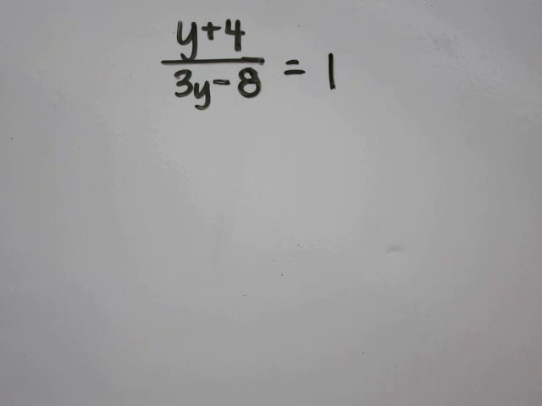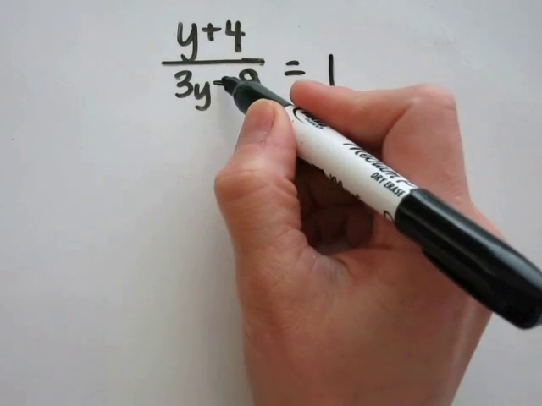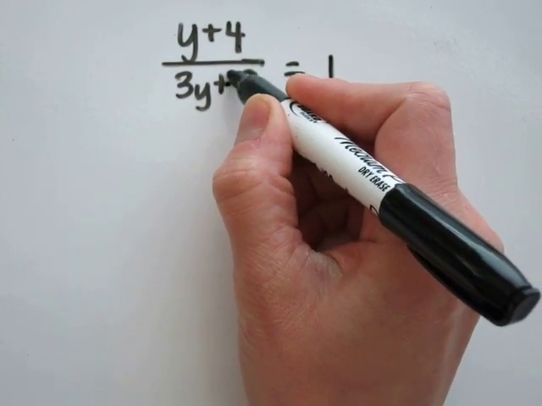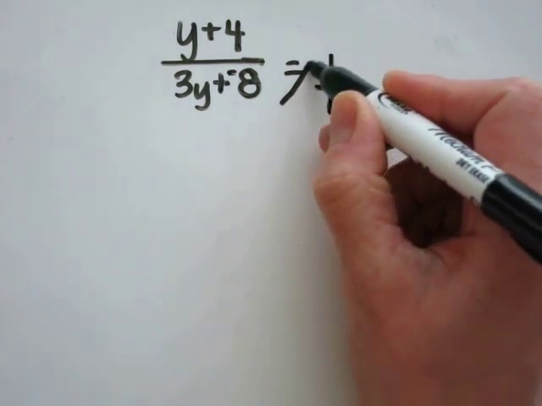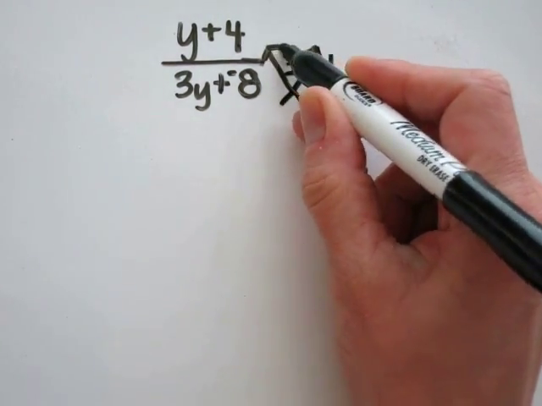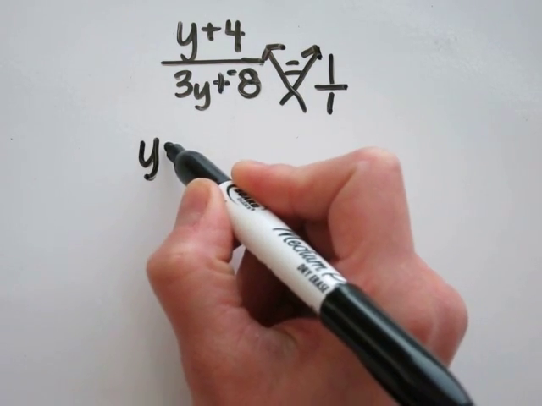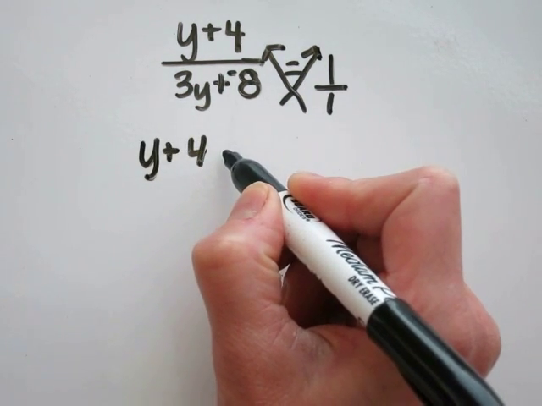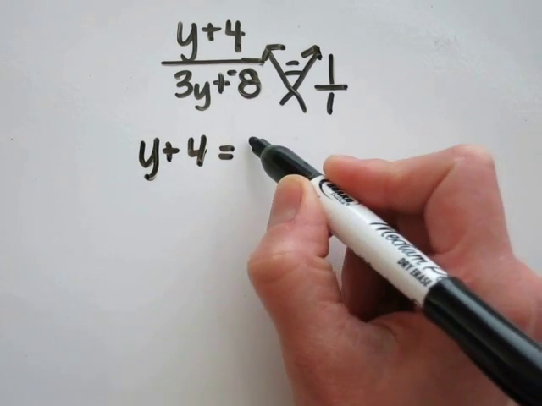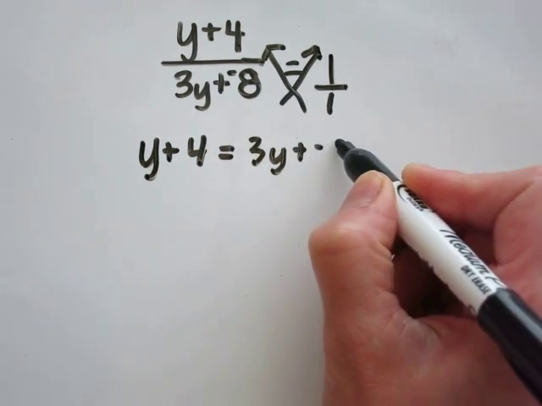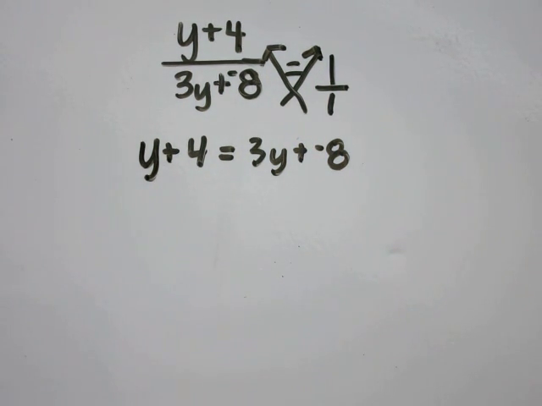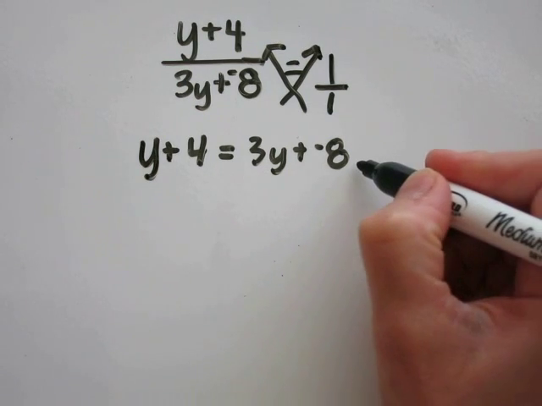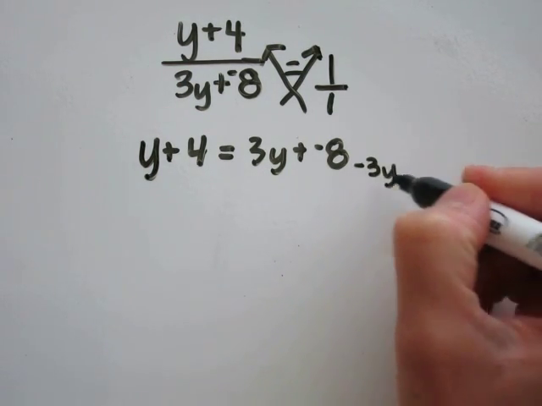Problem 24, y plus 4 over 3y minus 8 equals 1. I'm going to make this minus 8 a plus negative 8. This is the same as 1 over 1, and I'm doing it like that so I can cross multiply. So I have y plus 4 times 1 is y plus 4. 3y plus negative 8 times 1 is 3y plus negative 8. I want my y's on the same side of the equation. So I'm going to subtract 3y.